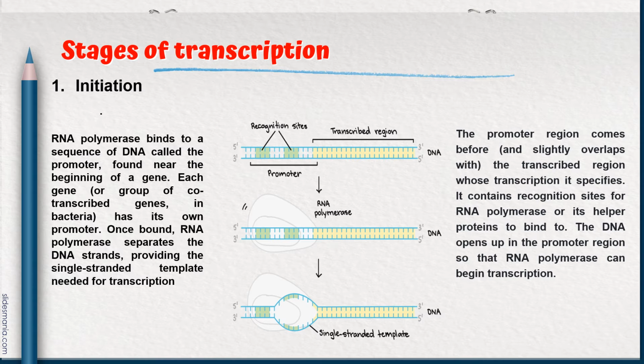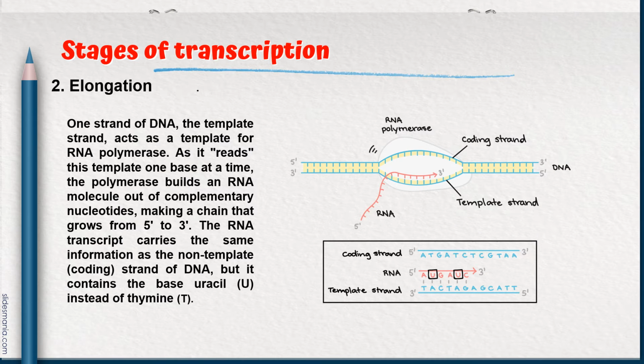The promoter region comes before the transcribed region whose transcription it specifies. It contains a recognition site for RNA polymerase or its helper proteins to bind to. The DNA opens up in the promoter region so that RNA polymerase can begin transcription. Now let's have the second stage of transcription, which is elongation. In elongation, one strand of DNA, the template strand, acts as a template for RNA polymerase.